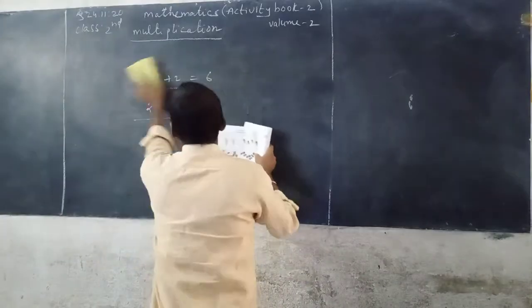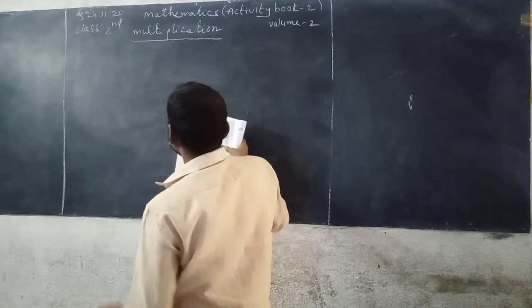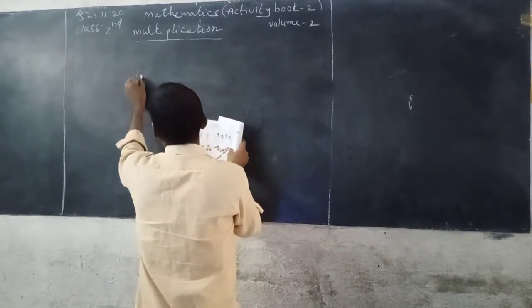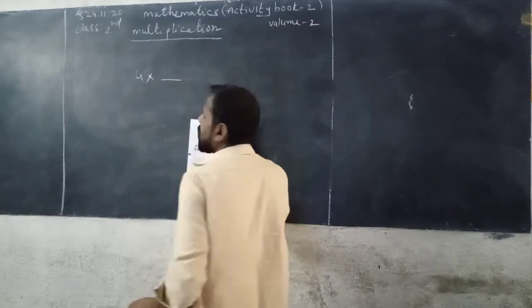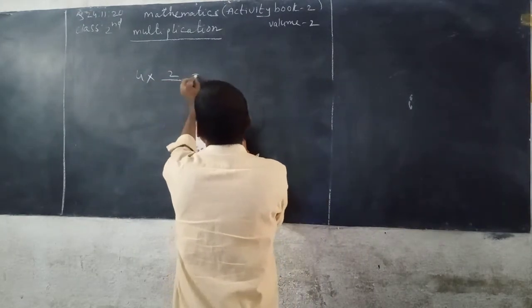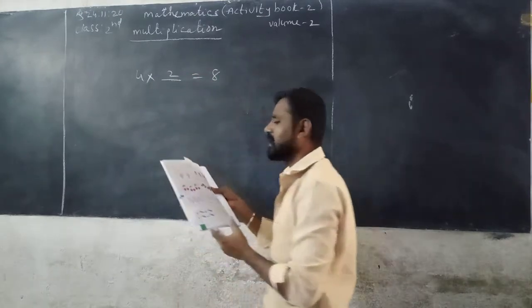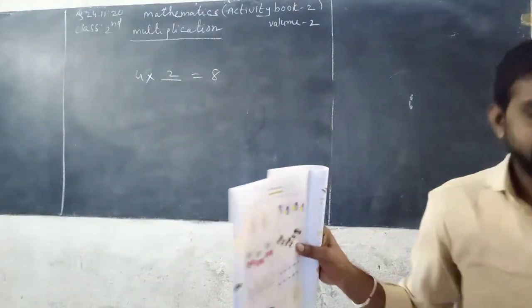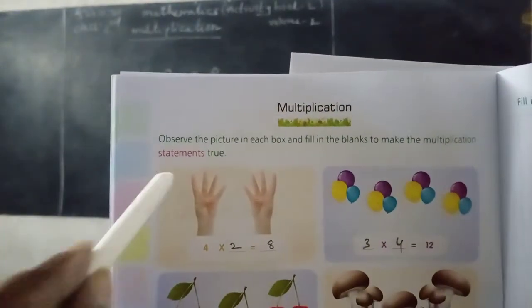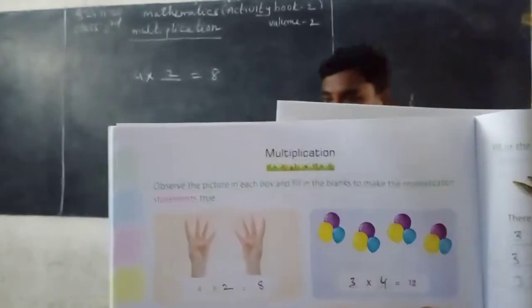Listen carefully. Each hand has 4 fingers opened, means 4 into how many hands are there, beta? 2 hands, means 4 fingers repeated 2 times. 4 twos are 8. Everybody see here, this is the 2 hands. So each hand opened 4 fingers.